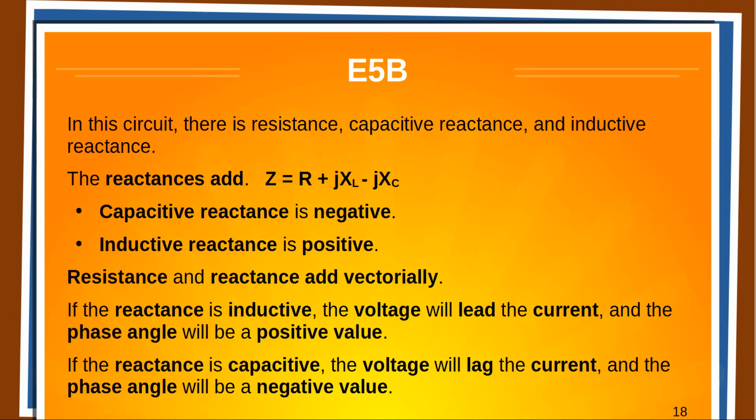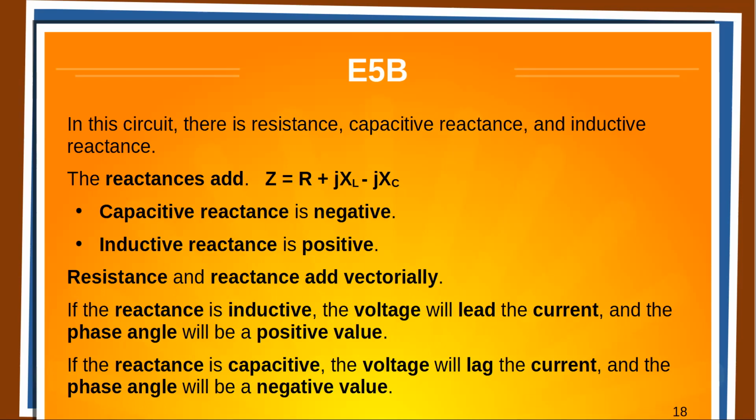We represent the impedance as a vector, R plus j, whatever the resultant reactance is. And once again, if the reactance is inductive, the voltage leads the current, and the phase angle will be positive. If it's capacitive, the voltage is lagging and the phase angle will be negative.